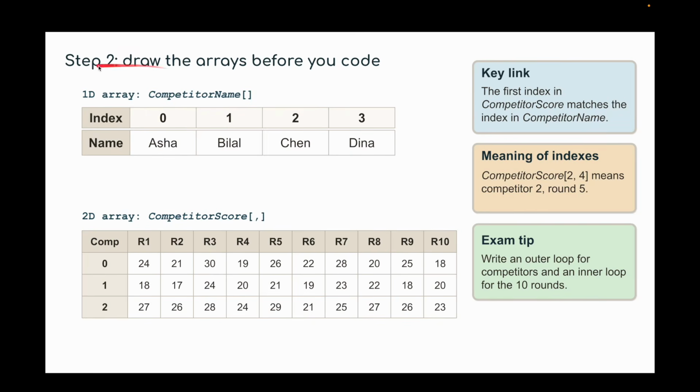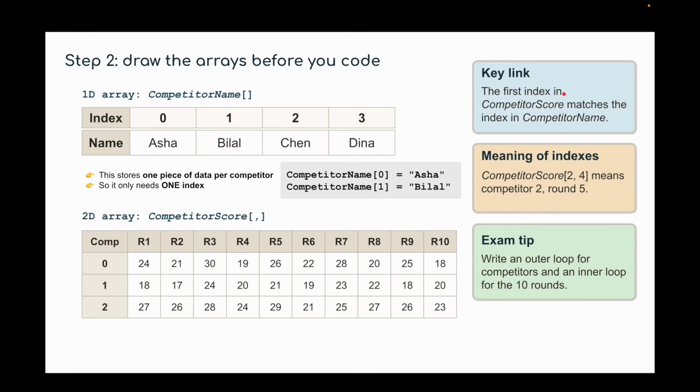So step 2, draw the arrays before you code. This is a great idea. For the first array, I've put some fake names in here. Obviously there are 30 competitors, and I've not put all 30 in here. For example, here, Asha, whose index value is 0, has index value 0 here, and there are 10 rounds: round 1, round 2, round 3, right up to round 10. Bilal here and Chen here.